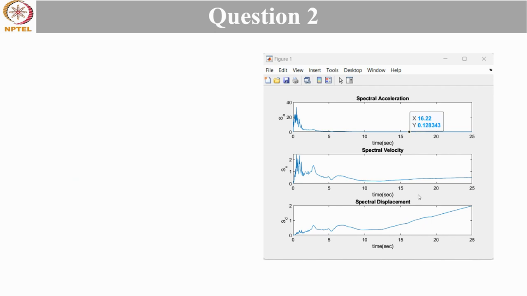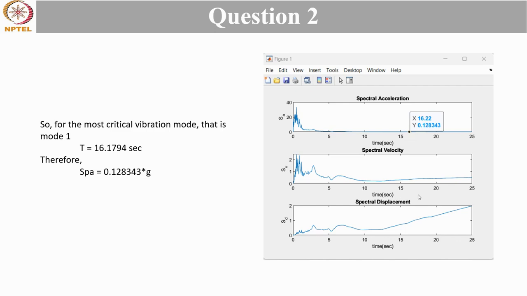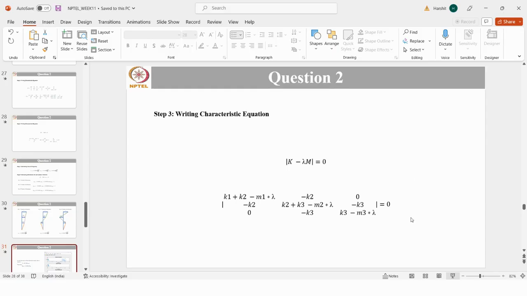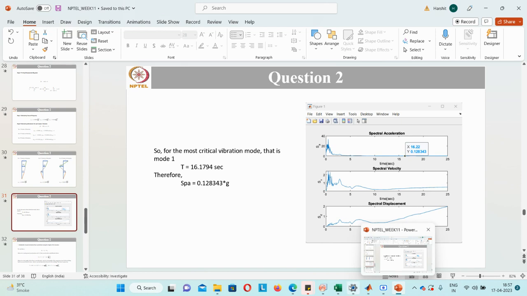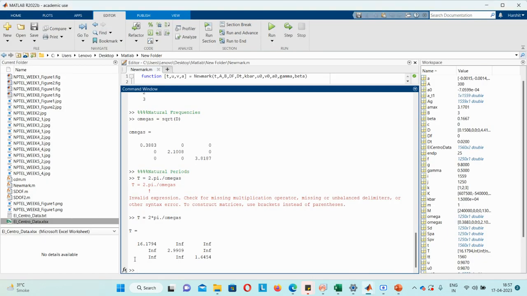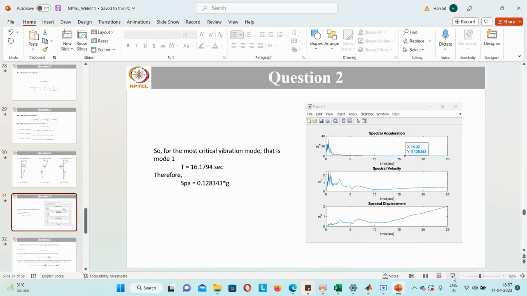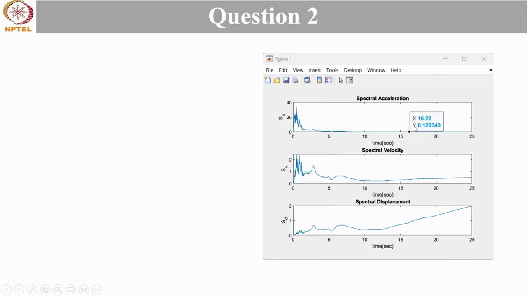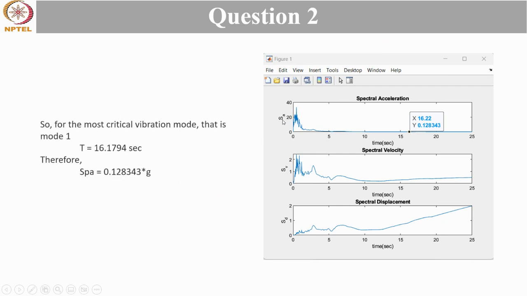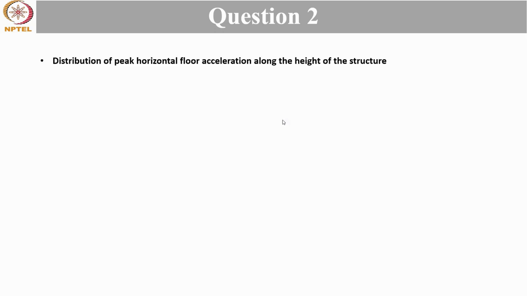So we know the time period for peak ground acceleration is 16.1794. This is what we saw from the solution. So this is the critical time period that we have. Now for this time period we have the spectral acceleration response, so we'll calculate the spectral acceleration. For the closest point to that we get the SPA value to be 0.128343 g. So this is the peak ground acceleration.